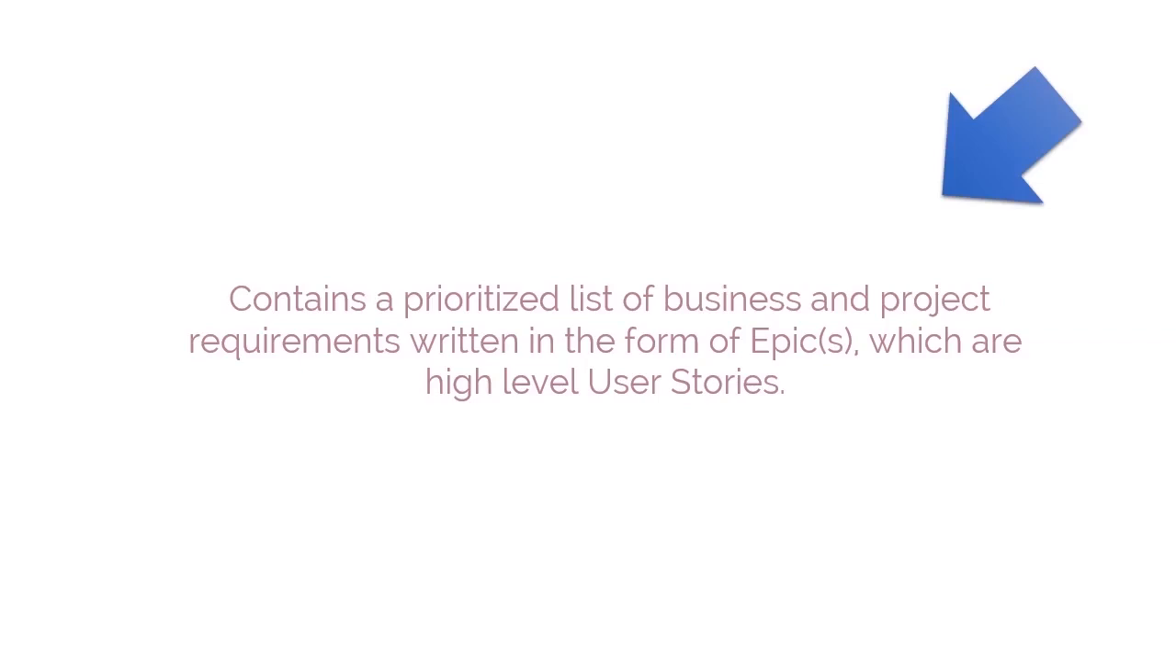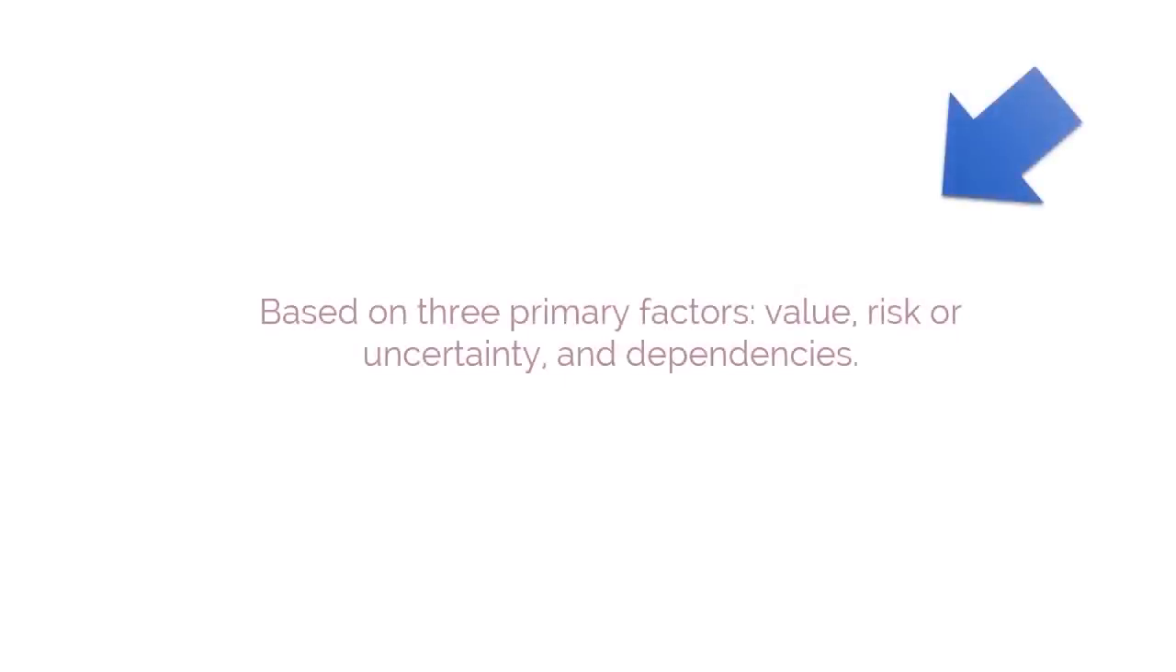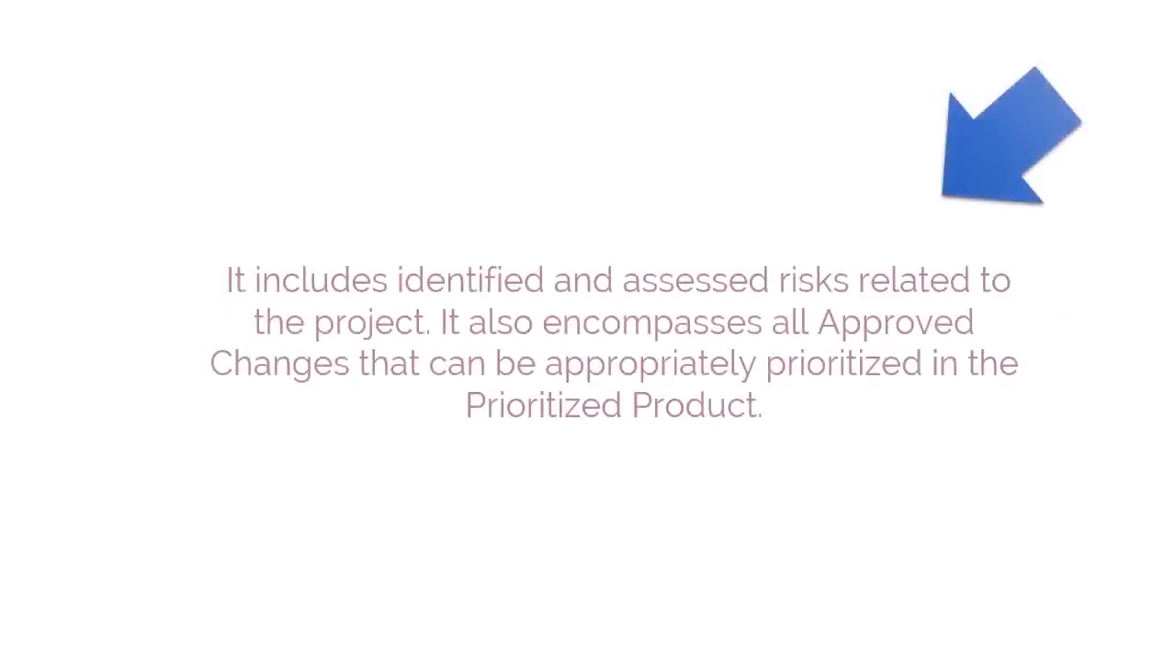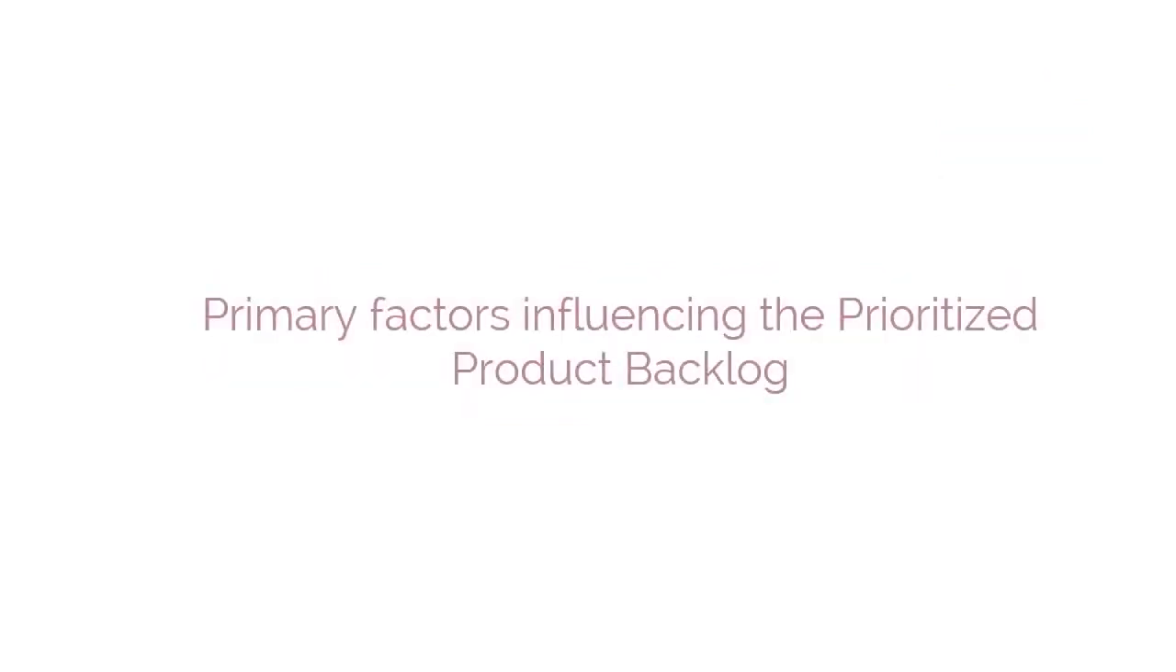The prioritized product backlog is based on three primary factors: value, risk or uncertainty, and dependencies. It is also referred to as the risk-adjusted product backlog, since it includes identified and assessed risks related to the project. It also encompasses all approved changes that can be approximately prioritized in the prioritized product backlog. Let's now learn the primary factors influencing the prioritized product backlog, one by one.